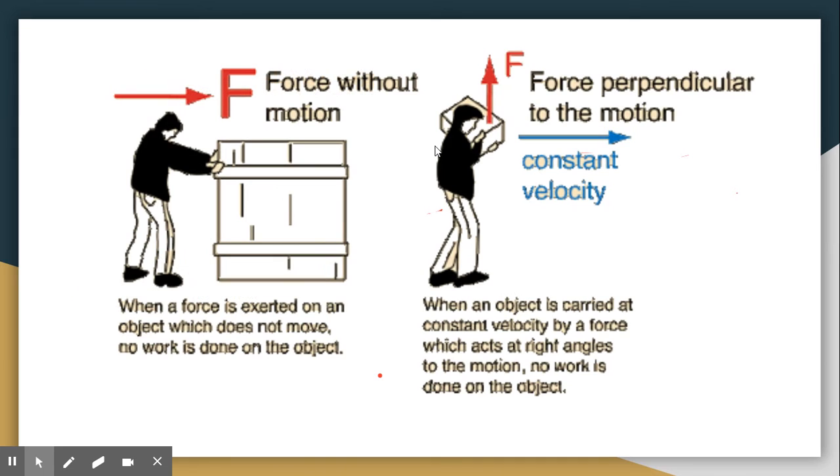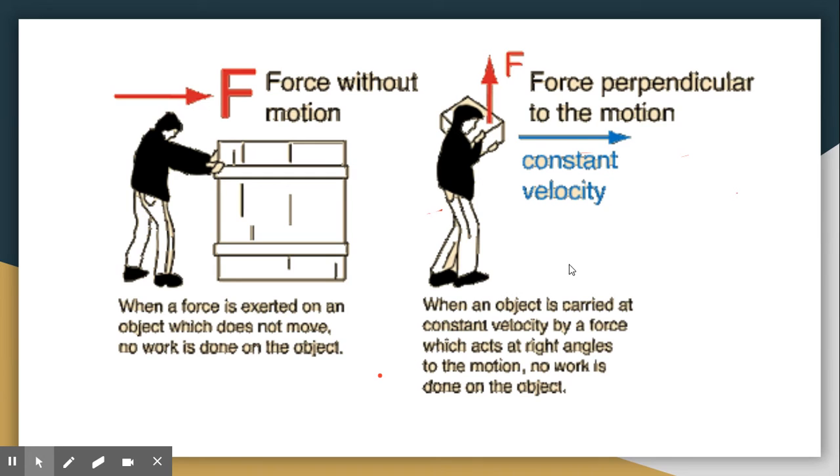Okay, so this is what I mean. This guy is pushing a crate. His force is in this direction, okay? So it's to the right. The object is not moving, okay? So with a force without motion, there is no work done, okay?